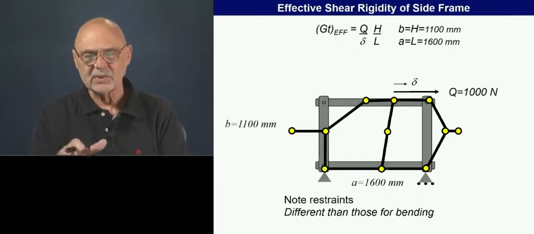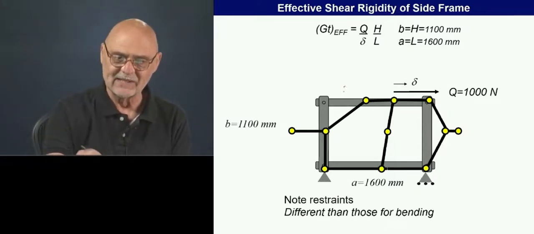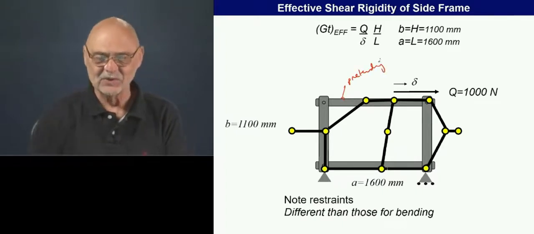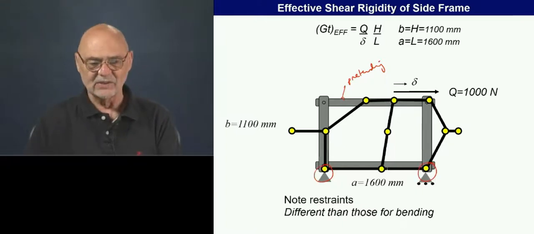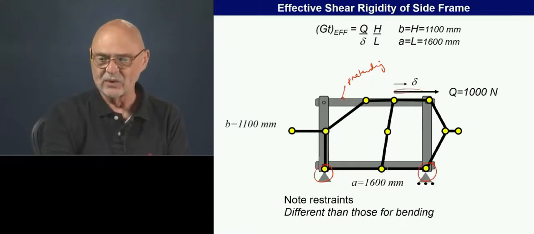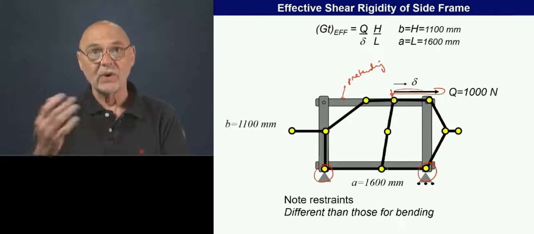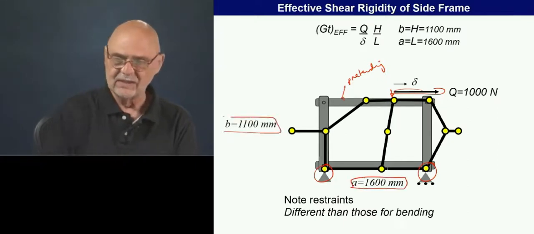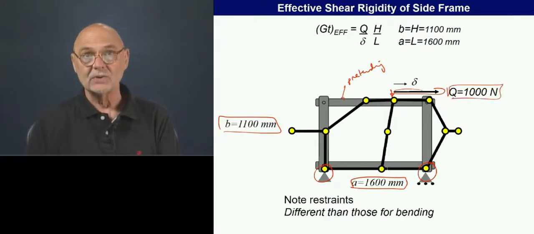So here's the situation that we're going to model. Again, we're pretending that this little fixture is there. We're actually going to just let the side frame provide those constraints. The applied load will be at the top of the B pillar here. Okay. So for our particular model, the A dimension is 1600, the B dimension is 1100. We're just going to arbitrarily apply 1,000 newtons.